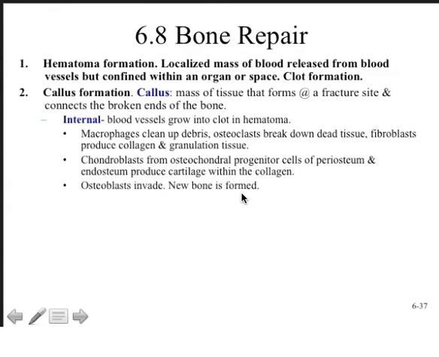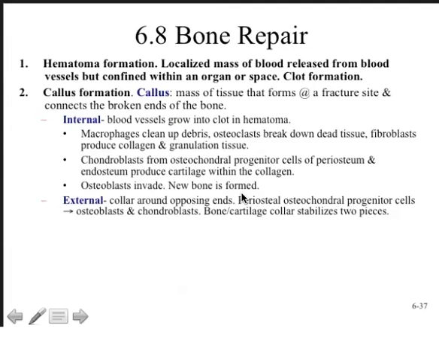So we start, just like we did in the embryonic skeleton, with a cartilage model. The osteoblasts then invade and they choke off nutrients to the osteoclasts. They end up dying off, and the cartilaginous matrix slowly gets replaced by ossified tissue. On the external side of the callus, the collar around the opposing ends is formed. The periosteal osteochondral progenitors give way to the osteoblasts and the chondroblasts. The bone cartilage collar then stabilizes the two pieces.